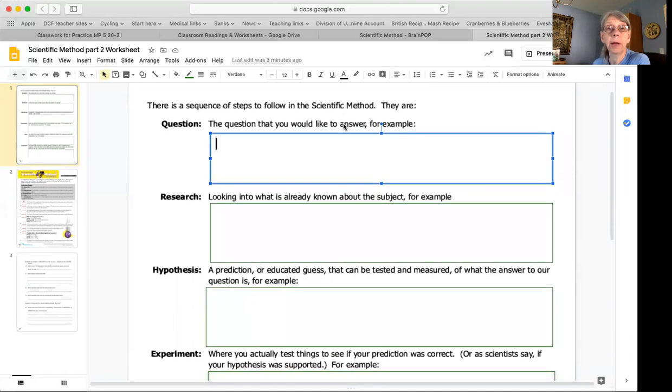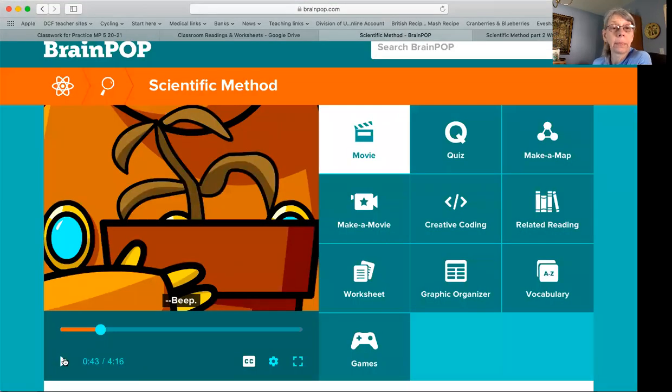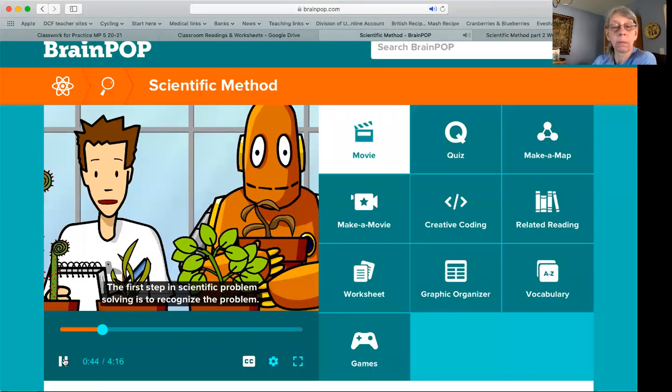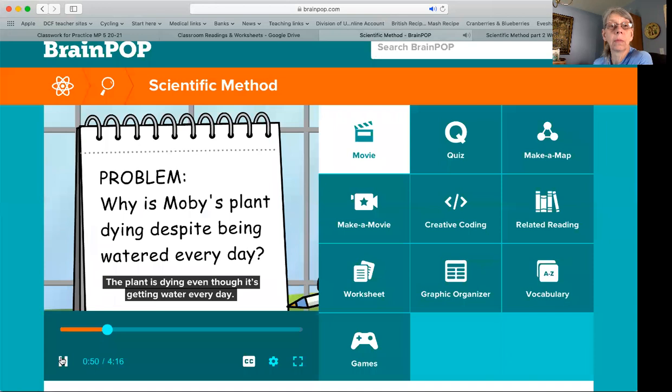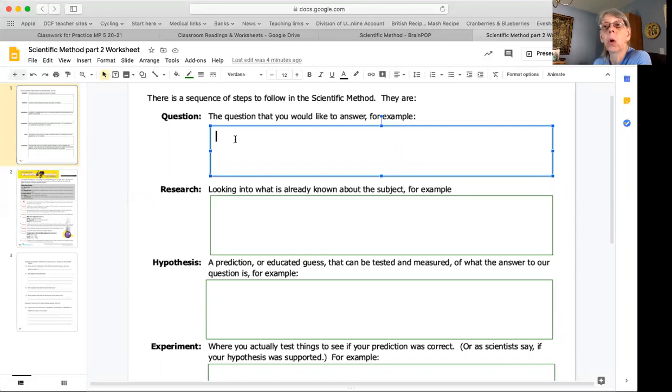So we'll start at the top. We're supposed to use Moby's experiment with his plant that didn't look so good that we watched in Scientific Method Part 1. So let's go back to that part of the video. The first step in scientific problem solving is to recognize the problem. Right. The plant is dying even though it's getting water every day. Okay, so there's our question. Why is Moby's plant dying despite being watered every day? So you can put that right in here.